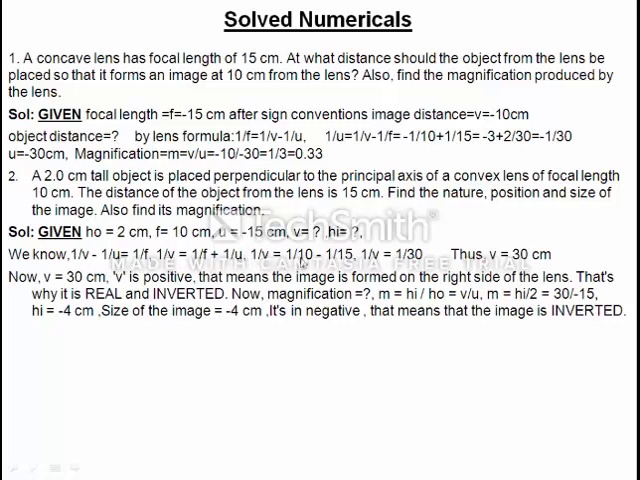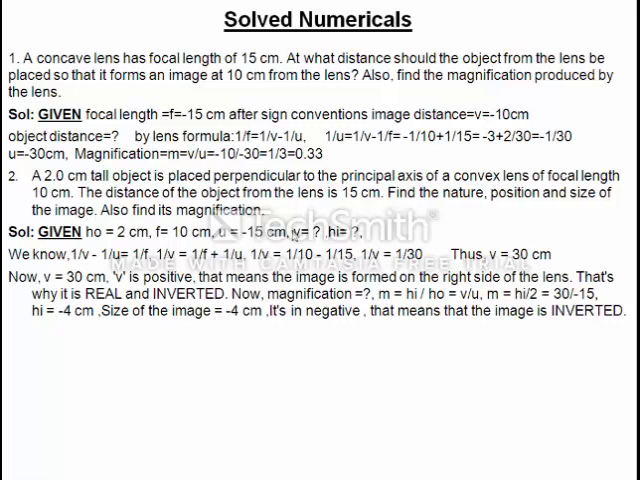So 1 by v is equal to 1 by 10, and this is plus, but here u is minus, so minus 1 by 15, LCM is 30, so it will be 3 minus 2, that is 1 by v is equal to 1 by 30, or v is equal to 30 centimeter. So now we have got that v is 30 centimeter, that v is positive, and we all know that if v is positive in the case of a lens, then the image is formed.